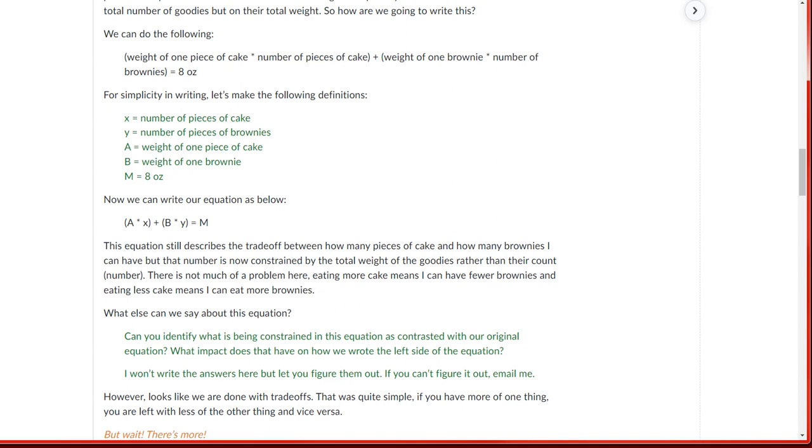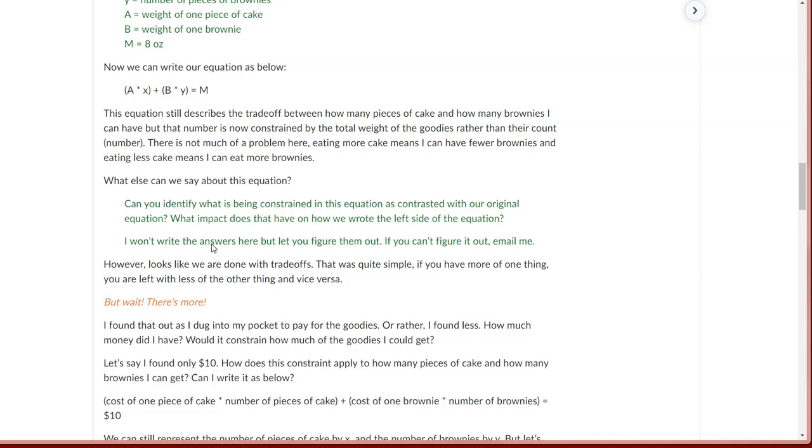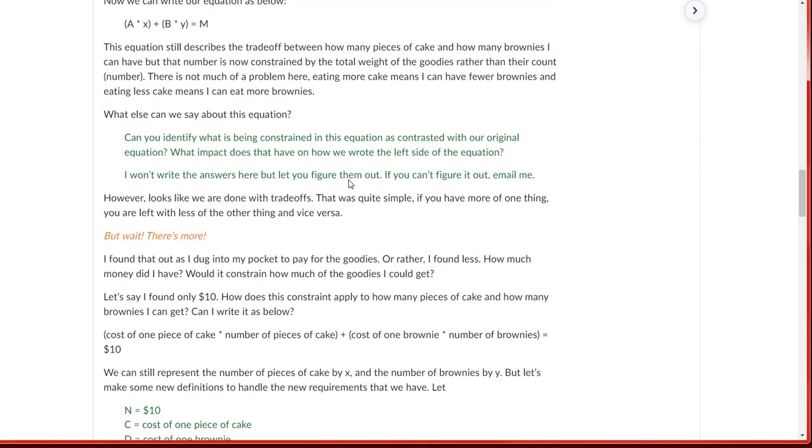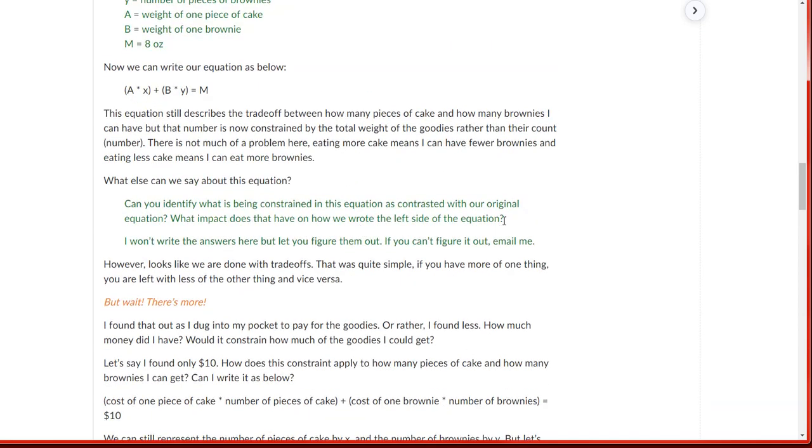All right. So now let's carry on. We have an equation that represents the number of pieces of cake that I can have and the number of brownies that I can have, and that equation is constrained by the total weight of those two things. All right. So, well, that's straightforward, right? I mean, that's a simple trade-off. I can have, same as before, as when I was doing the count, more cake but fewer brownies, or I can have less cake and more brownies. It's a trade-off between the two things.